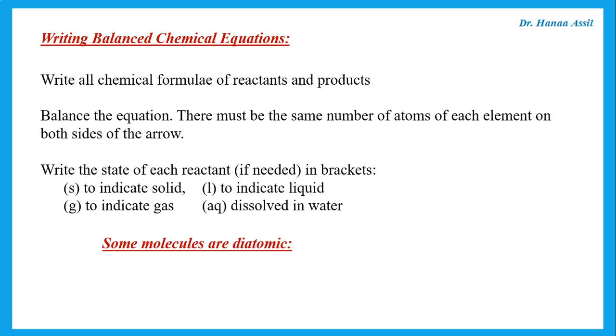You should know that some molecules are diatomic. As we said, diatomic means the molecule has 2 atoms, and you should know that these are the ones in the periodic table that are diatomic: hydrogen, nitrogen, oxygen, and everything in group 7.